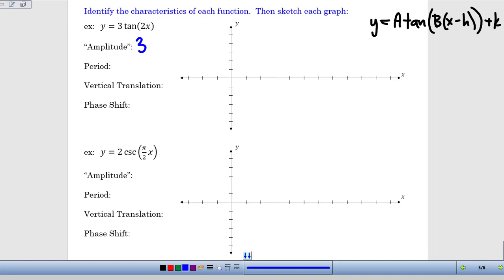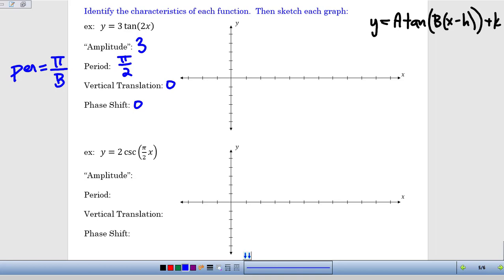Period, we're going to figure it out the same way as we did with the sine and cosine graphs, except for tangent, the standard period is pi. So we can say it's pi over b. Well, in this case, b is 2, so that means our period is going to be pi over 2. We have no vertical translation, there's no k, so there's no number being added or subtracted, so we are going to be centered on the x-axis. And we do have a phase shift, and we don't have a phase shift on this one. My apologies. So for this one, we're going to have to label up that x-axis.